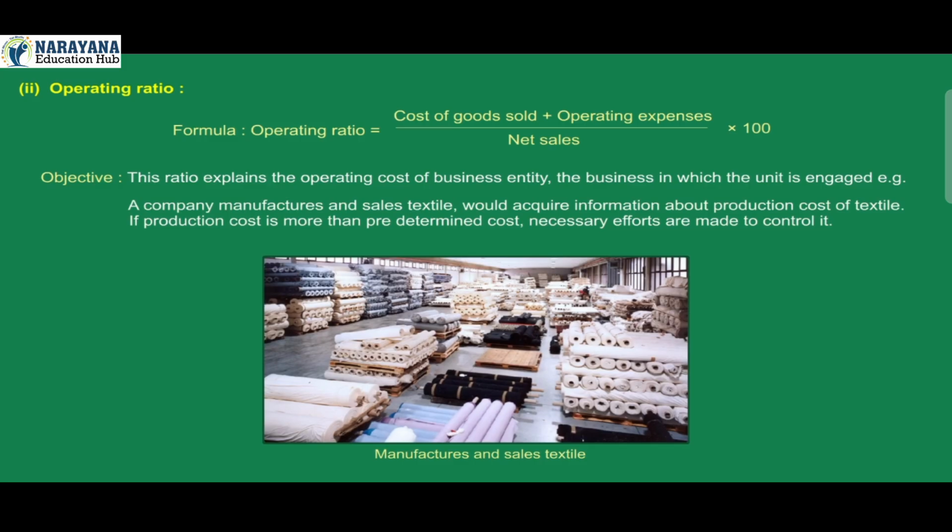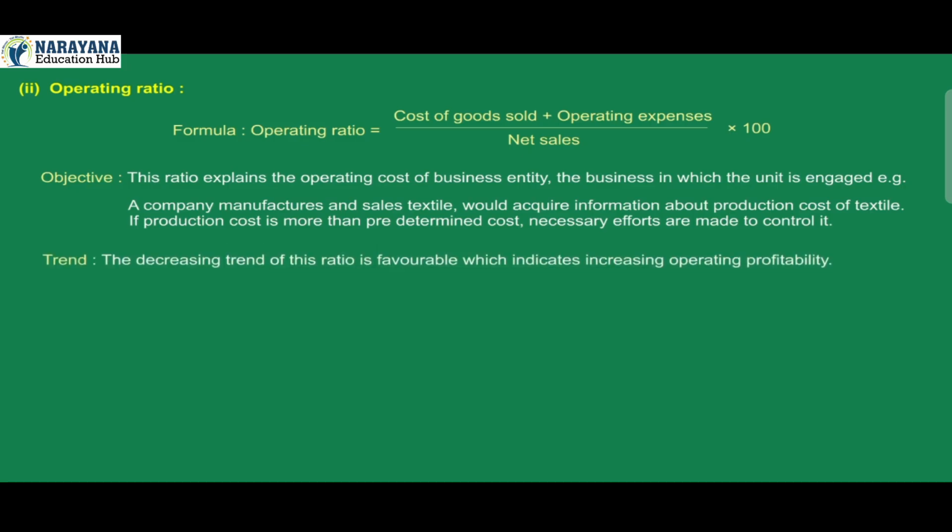If production cost is more than predetermined cost, necessary efforts are made to control it. Trend: the decreasing trend of this ratio is favorable, which indicates increasing operating profitability.